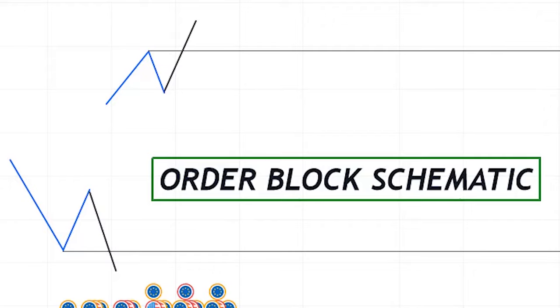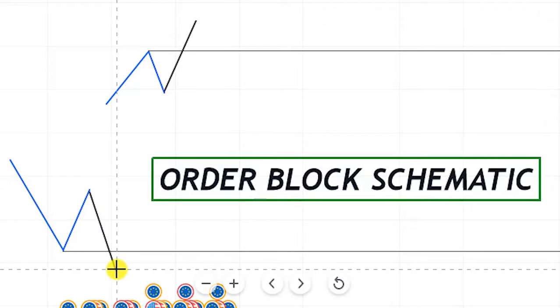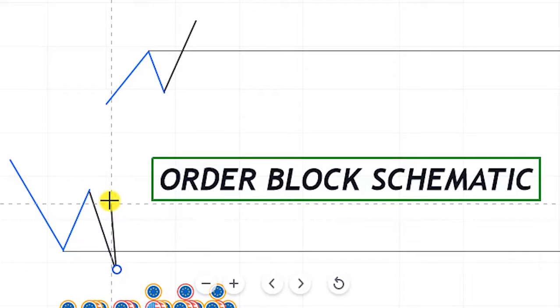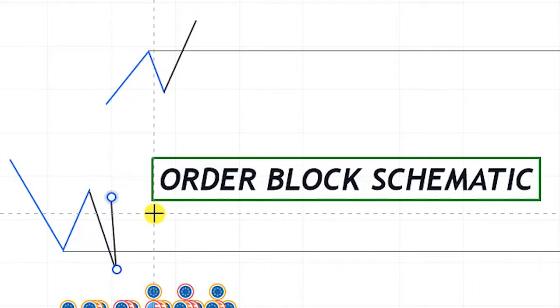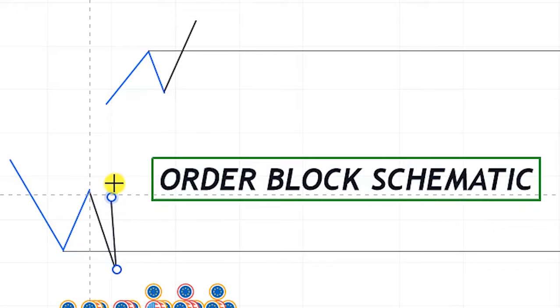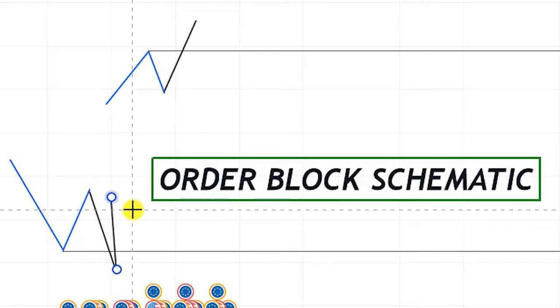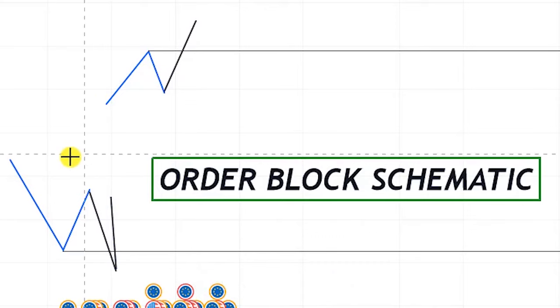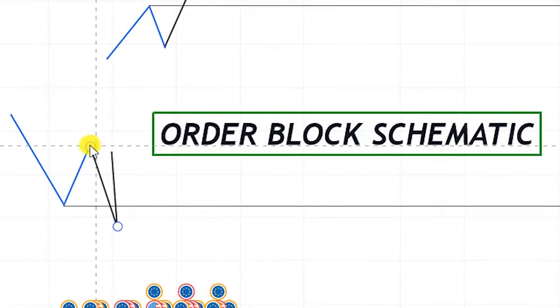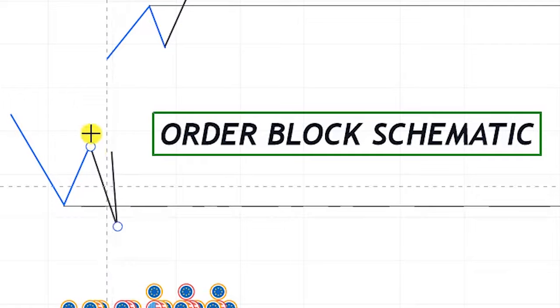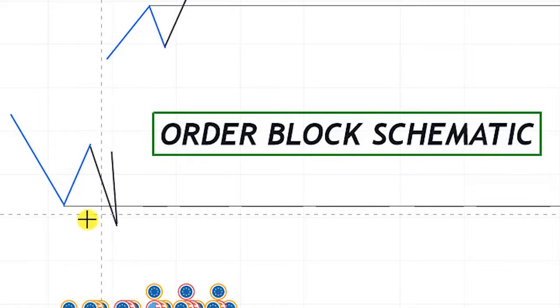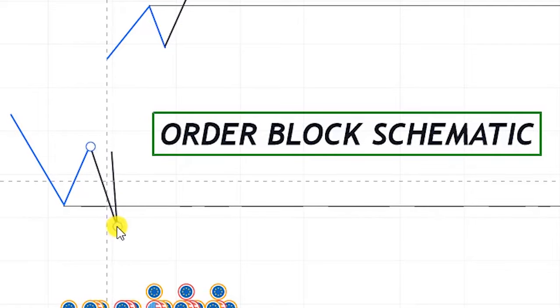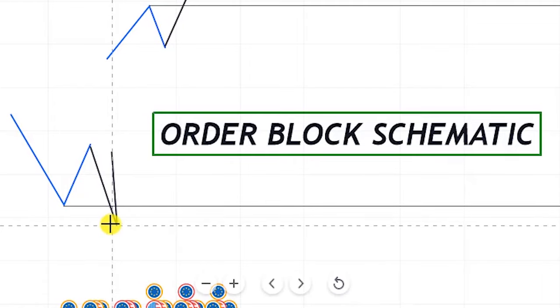That's how they will come back to the last area they bought, which is this area. So that is how the order block is formed. They sell this market with their money to grab this liquidity from these areas. Then they get the money back that they used in selling this market.